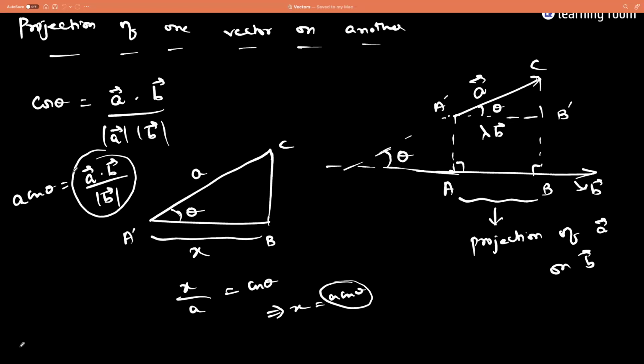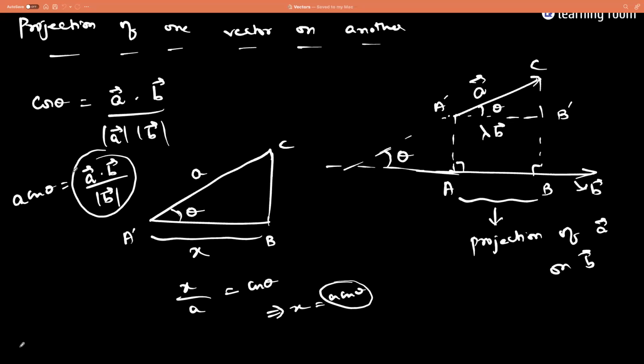Sir, I have a doubt. Can you hear me, sir? Yes, Sukriti, tell me. Sir, is the projection and component of a vector different?